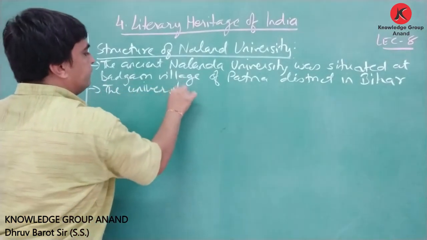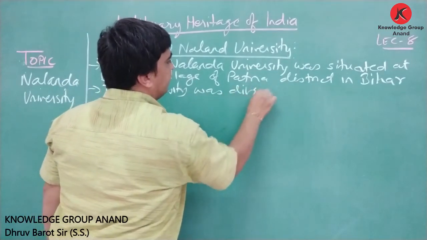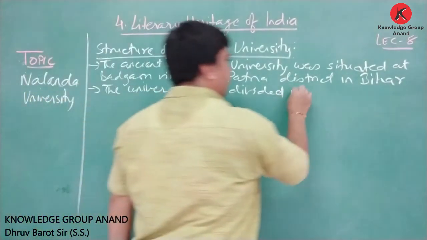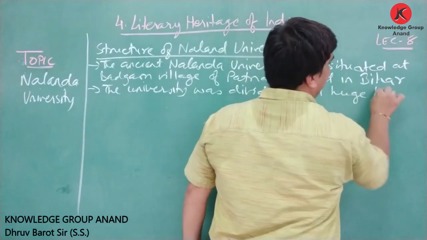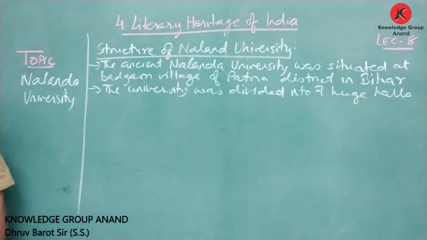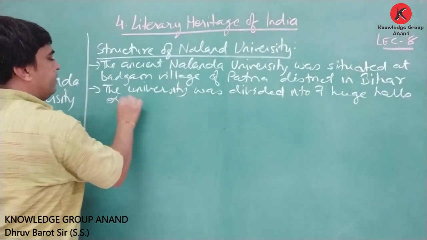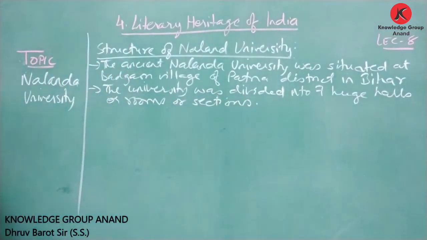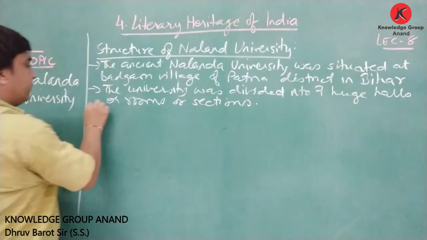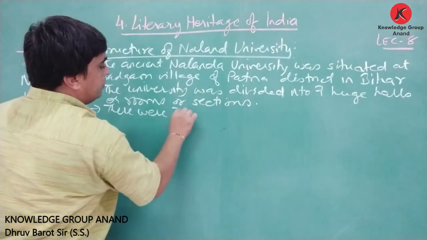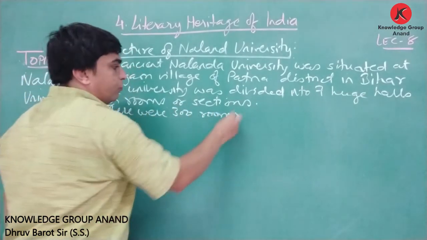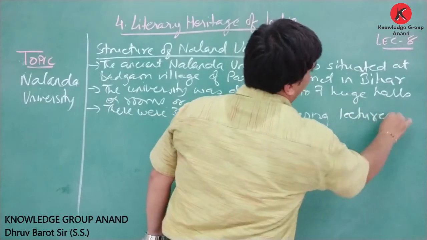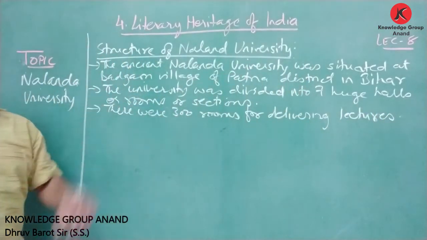The whole Nalanda University was divided into 7 huge halls, or we can say 7 rooms or sections. There were 300 rooms for delivering lectures. There were more than 300 rooms in Nalanda University.